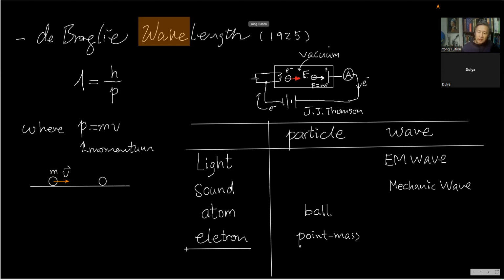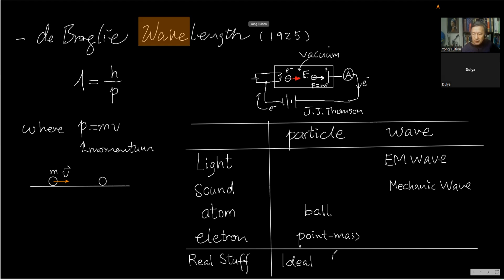Actually, if I just categorize it, anything on this side is called a real object. Can you see? This is a column. The first column is called real stuff, real objects. On the other hand, this second column is called ideal model. Can you see? All of them, including particle and wave, are two types of model, you see, ideal model.